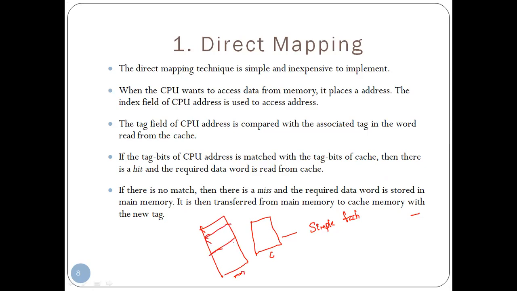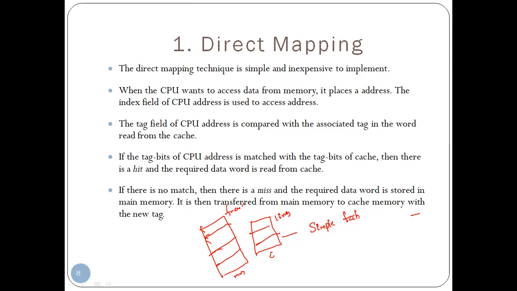The main memory is divided into frames, and the cache is divided into lines. Each line should fit on each frame, so the line size and frame size should be equal, so that from main memory we can keep the data in the cache memory. This is the diagrammatic representation of main memory and cache memory.